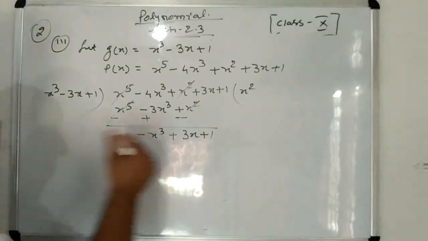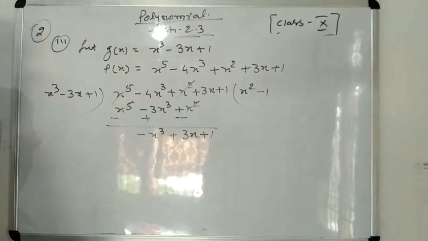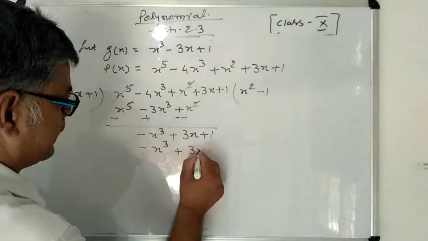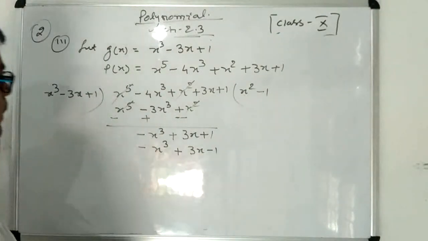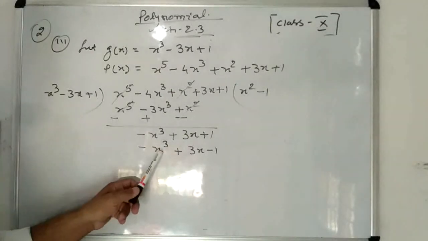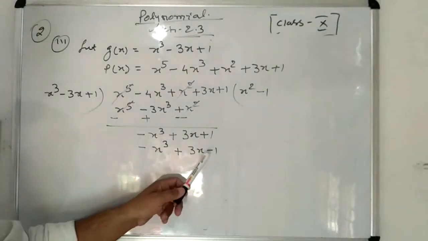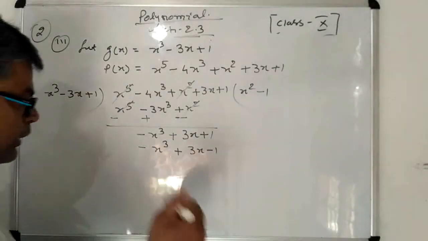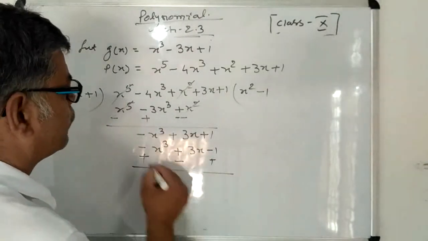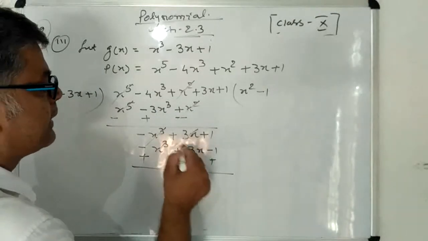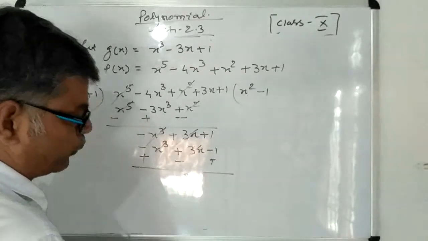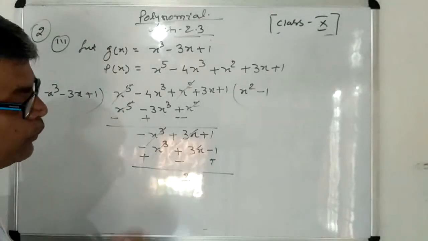Now you have to bring minus x cube plus 3x plus 1, so you multiply by minus 1. You will get minus x cube plus 3x minus 1. Now again you change the sign. So this x cube gets cancelled, plus 3x minus 3x gets cancelled, but this plus 1 and plus 1 will become 2. So children, here the remainder is 2.